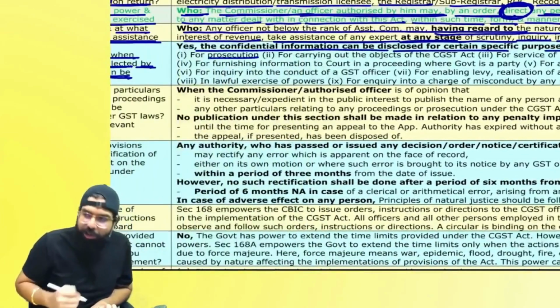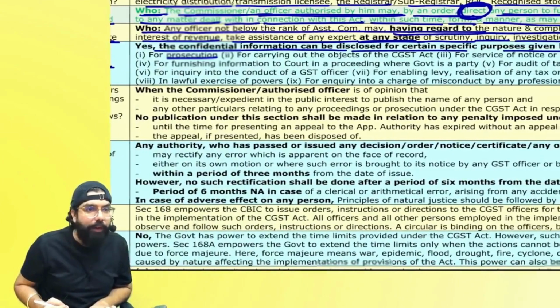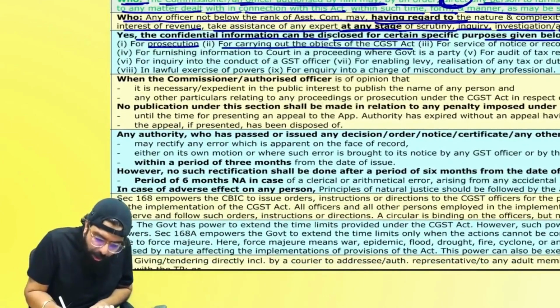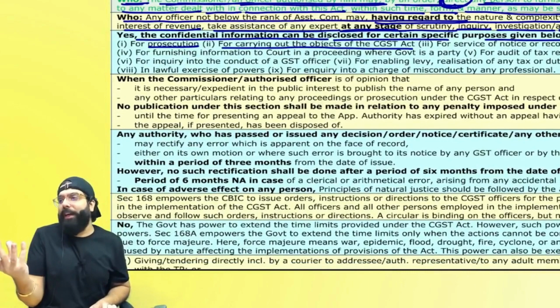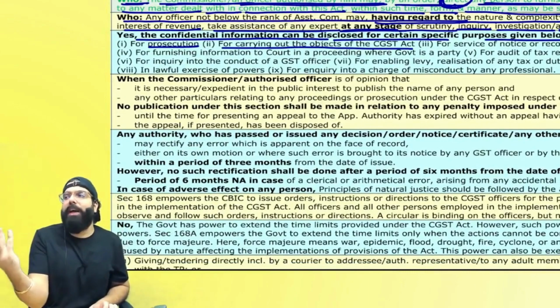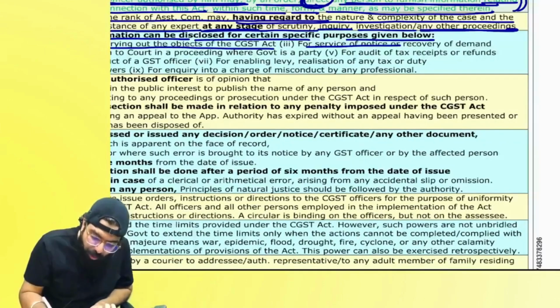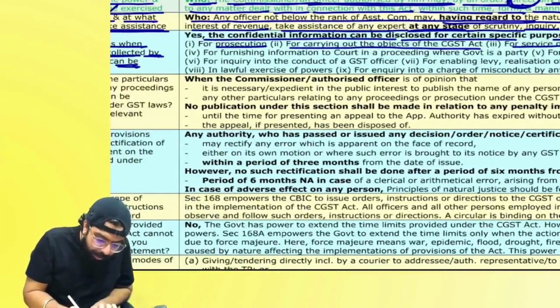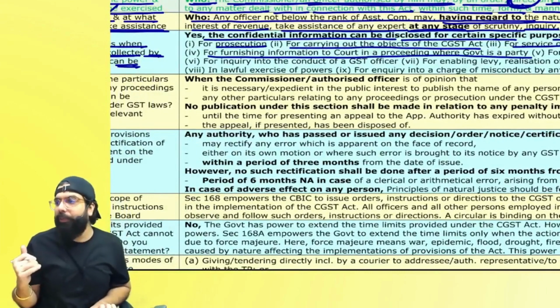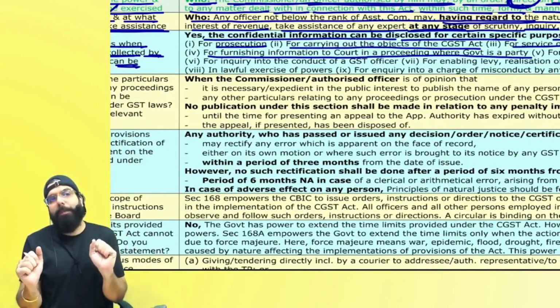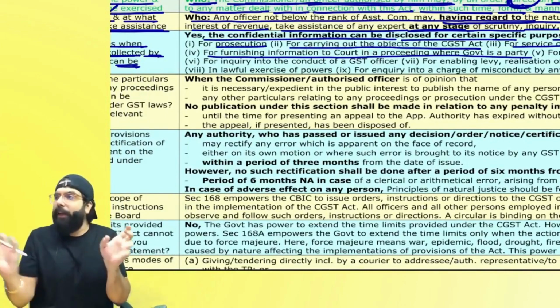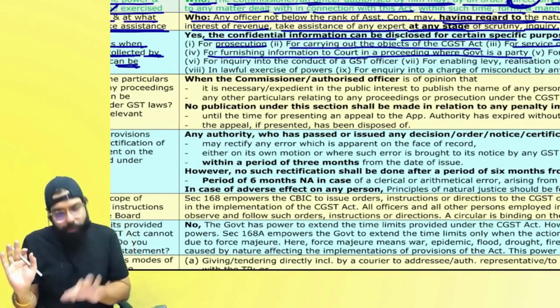Number one, for prosecution, when they want to send you to jail. For carrying out an object of the Act, meaning if they want to carry out the objective of the Act, and for that objective they have to disclose, then they can disclose. Then for service of notice or recovery of demand, or for furnishing the information to a court in proceedings where the government is a party. Now, if a case is going on, an appeal is going on, and the government is a party, then your information can be disclosed in the court.